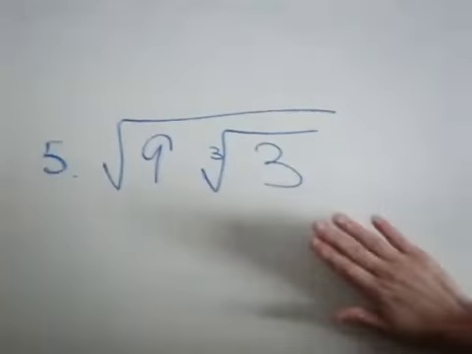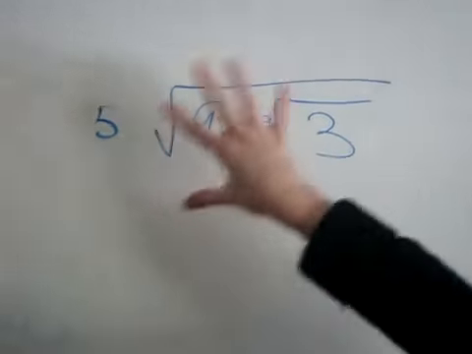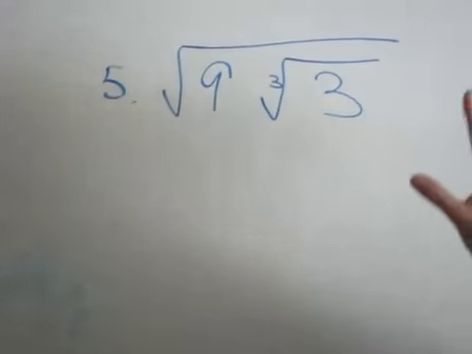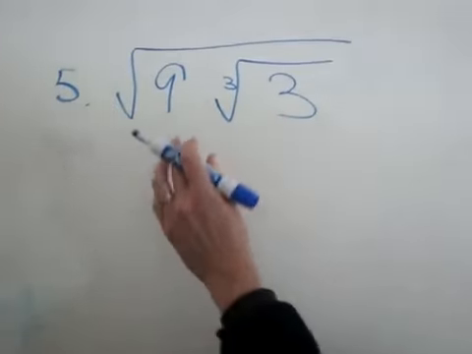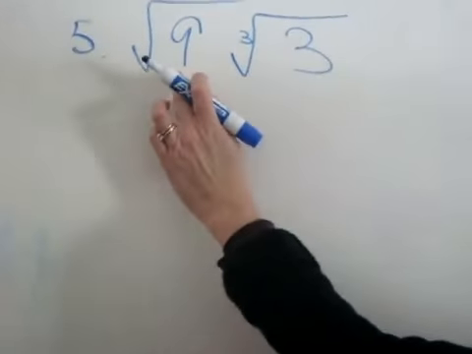Okay, next one, our radical. When you see radicals in radicals, you have to think fractional exponents. And we have to have the same bases. We have a 9 and a 3. So, first of all, we need to get the bases the same. So 9 is the same as 3 squared.